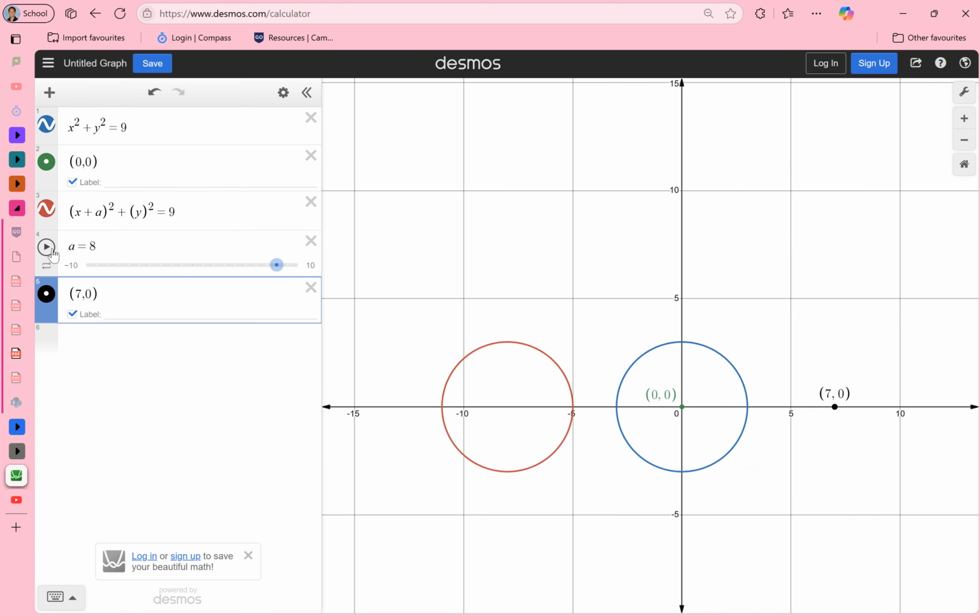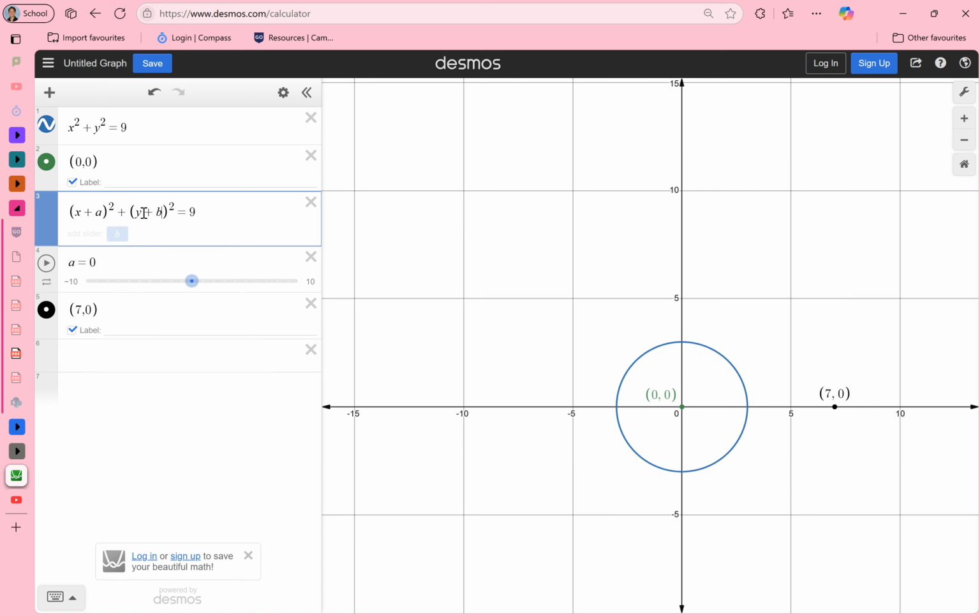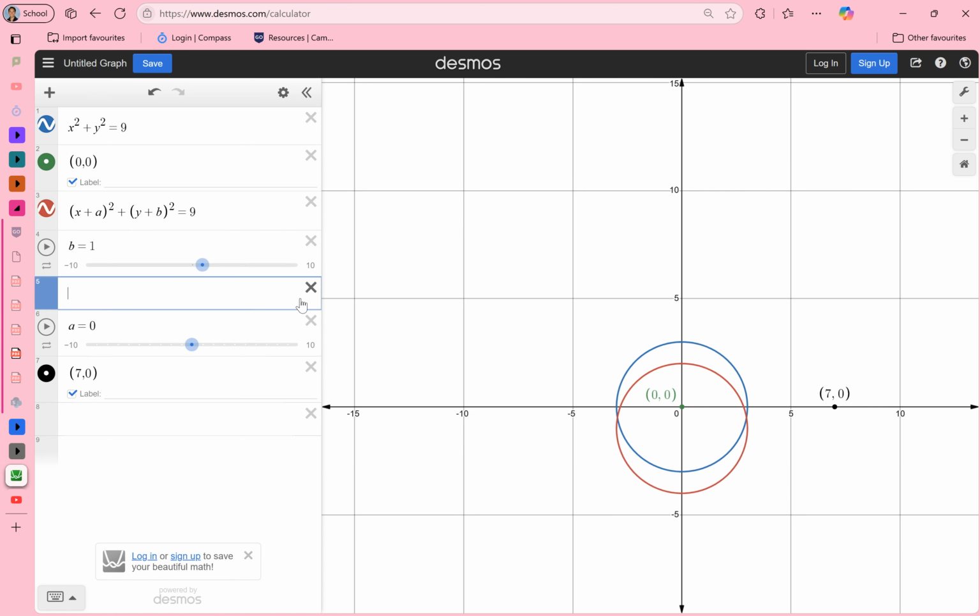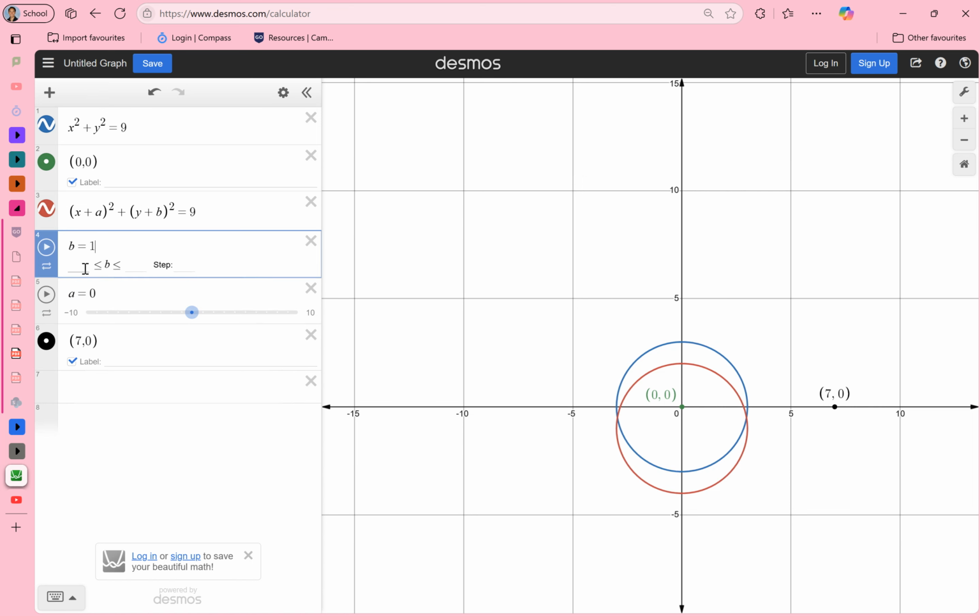All right. Now I'm going to pause that, and I'm going to make this 0. So let's make no left or right. So the red circle's back to the center again. Now let's say I affect the y. So if I put a plus b, put a slider in, and you can see here again, I'll do -10 to 10, step with moving up and down by 1 unit.